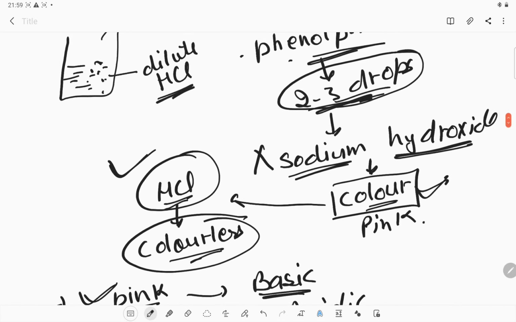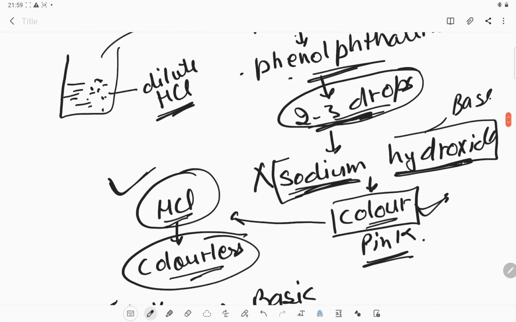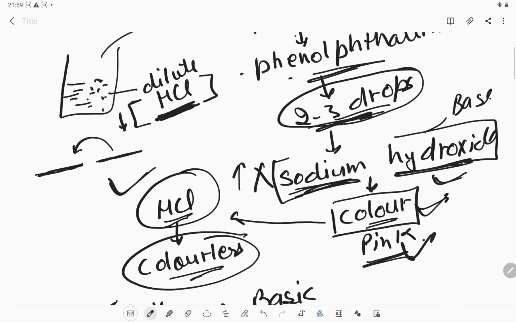So here we have added sodium hydroxide, which we all know is a base. Because we had already taken some HCl into the solution, there is HCl and now we are adding the base. There will come a time when the acid reduces in quantity and the base increases. So when the base shows itself, it gives us a pink color. Now the solution has become basic in nature.